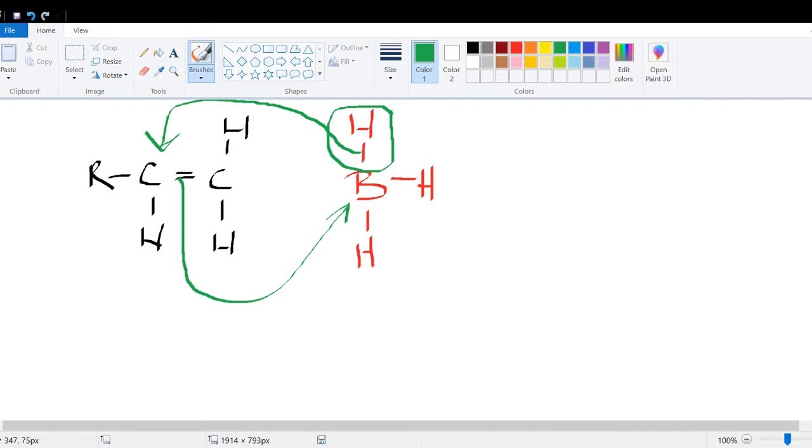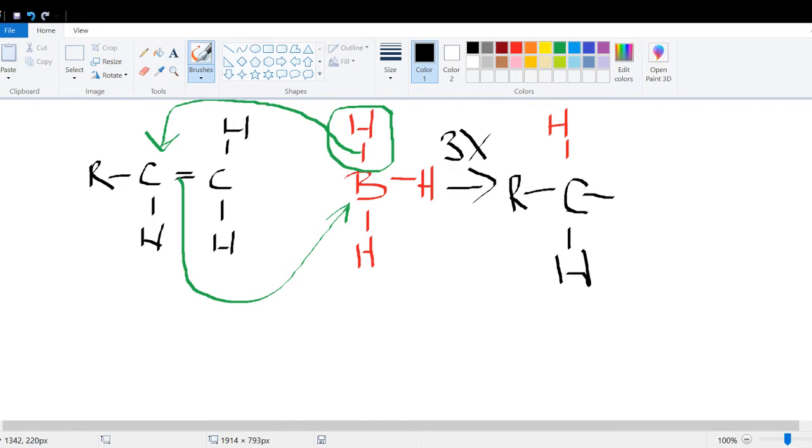And so if you do that a total of 3 times, you end up with something that looks like this. You have a bunch of carbons attached to this boron, and I'm just going to leave those as R groups to condense how much we're having to draw, basically.